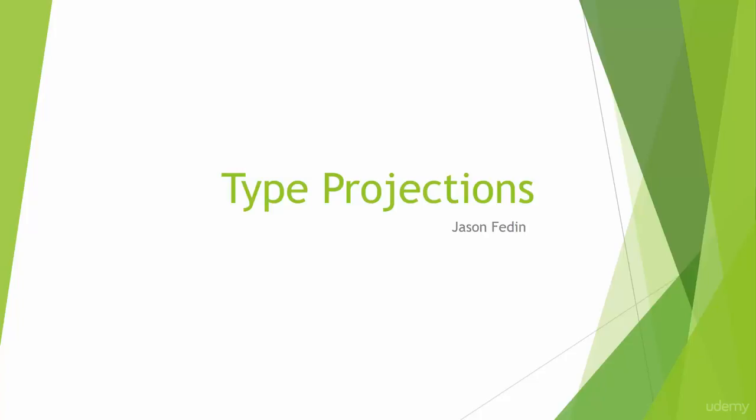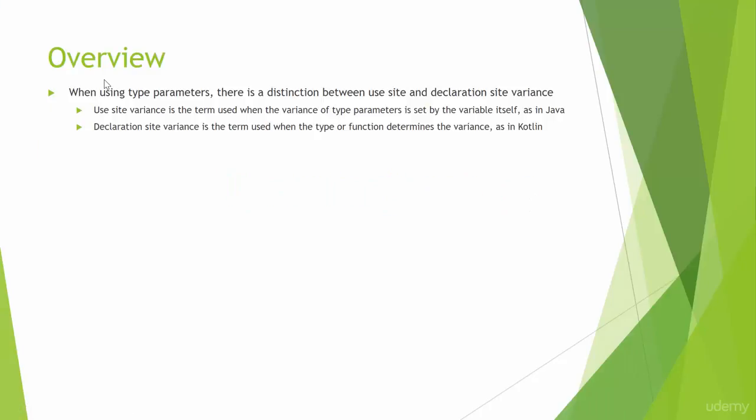Hello and welcome. Let's talk about type projections, which is related to type variance. When using type parameters, generics, there is a distinction between use site and declaration site variance. Use site variance is the term used when the variance of type parameters is set by the variable itself. This is how it's done in Java. The variables will set the variance.